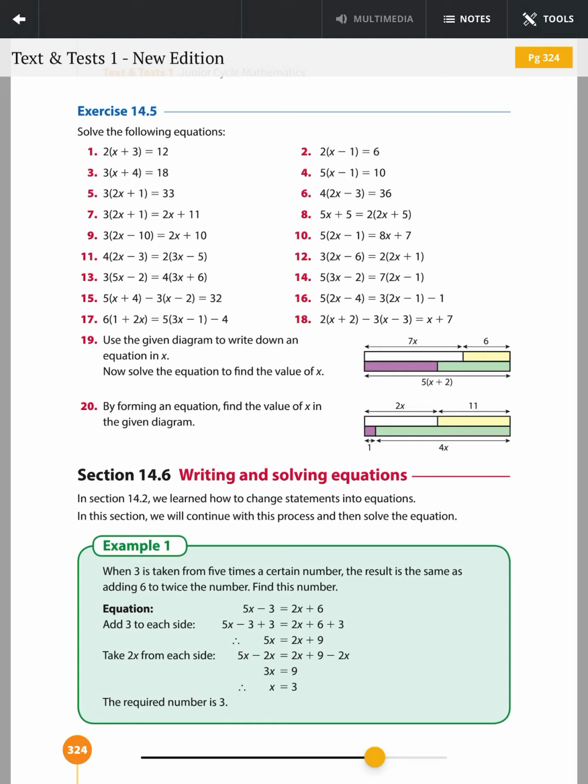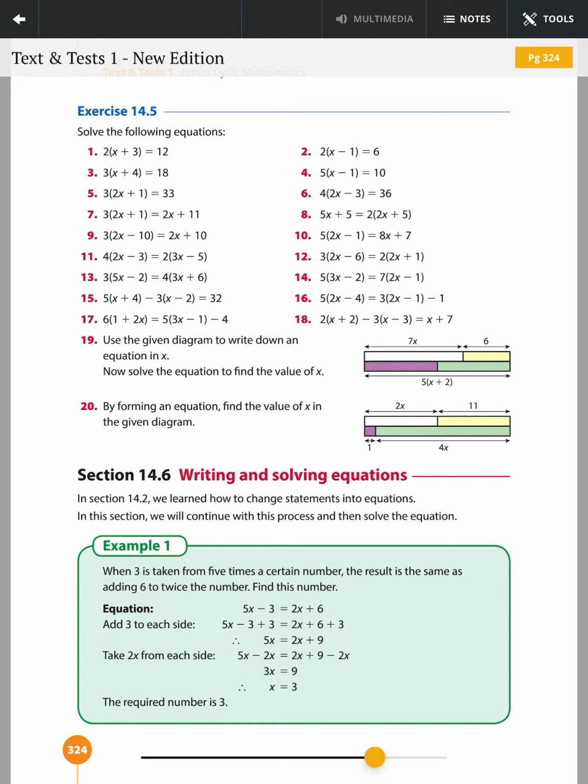So example 1 here, what we're doing basically here, lads, is we're given English, and from this English then we have to design an equation. And once you have the equation designed, then you go and you solve that equation, all right? So if you look at example 1 here, it says when 3 is taken from 5 times a certain number. Usually when you see a certain number, you can denote x to be that certain number. So you're going to operate then around x.